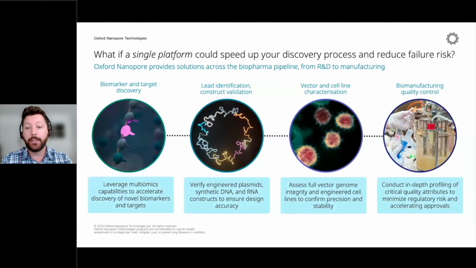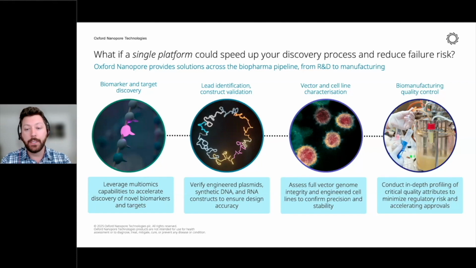Now that we've covered technology and performance updates, let's pose the question, what if a single platform could speed up your discovery process and reduce failure risk, from R&D to manufacturing? Oxford Nanopore provides solutions across the biopharma value chain, starting with biomarker target discovery. So here, our multi-omics capabilities can allow researchers to combine genomic, epigenetic, and isoform-level transcriptomic insights, and this can really help to accelerate discovery of novel biomarkers and targets.